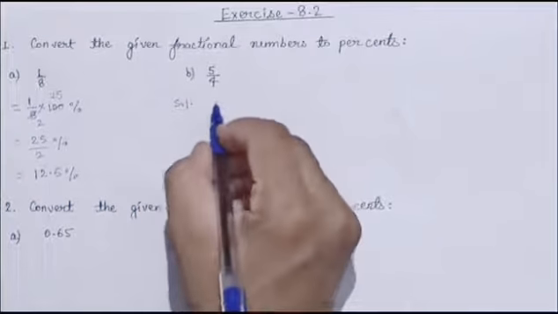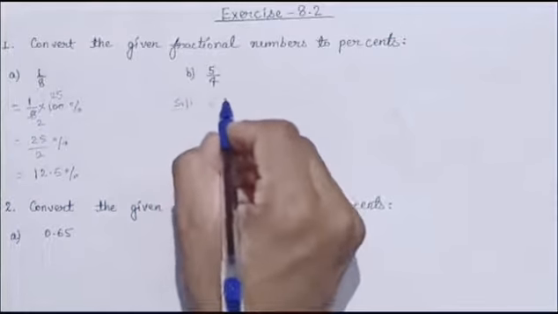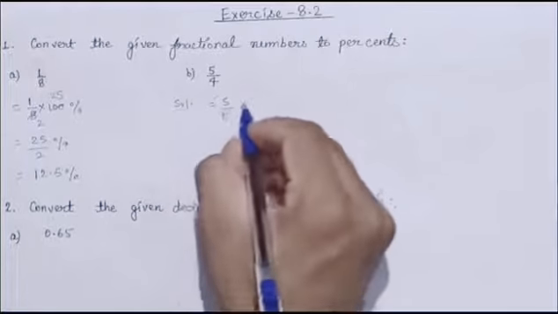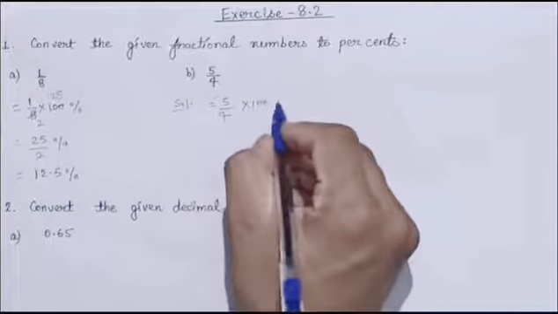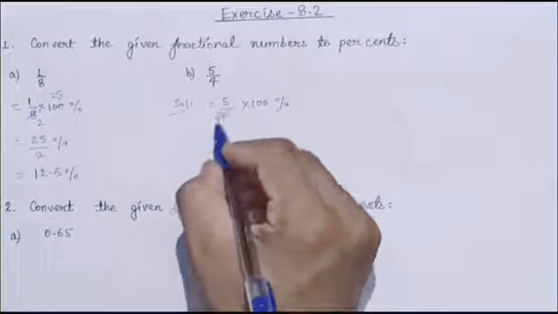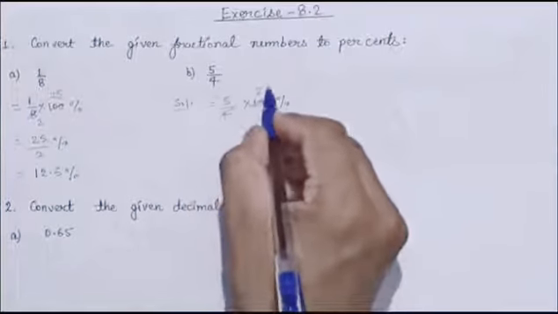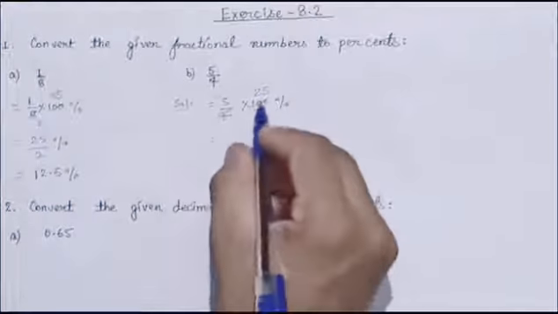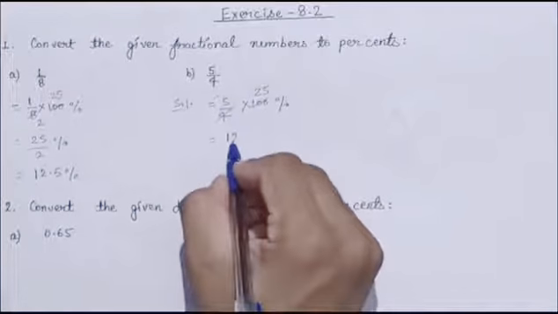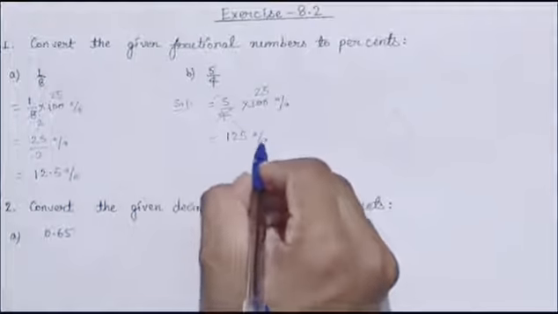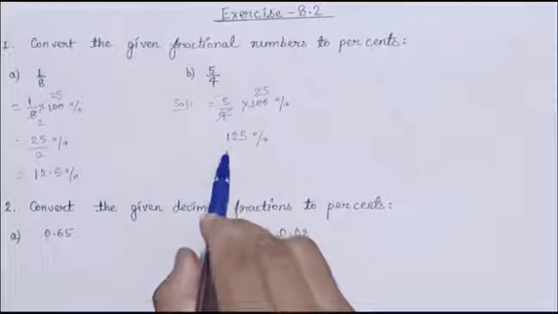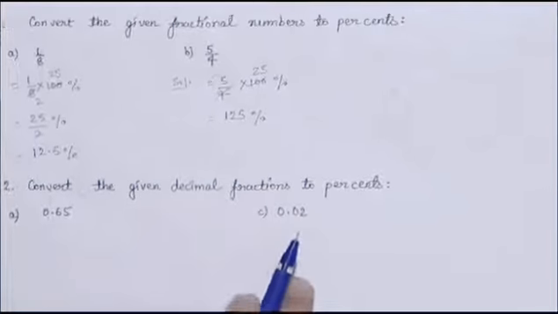Again 5 by 4 can be written as 5 by 4 into 100 and then the percentage sign. Now 4 times 25 is 100. So 25 into 5 is 125. It means 5 by 4 is equivalent to 125%. Now let us see the next question.